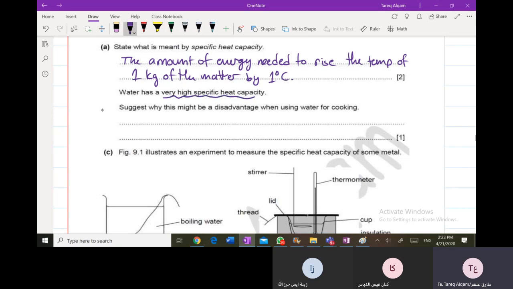Water has a very high specific heat capacity. Suggest why this might be a disadvantage when using water for cooking. It takes more time, guys, to reach a certain temperature, or to be heated. And this is the advantage for water to be used in a cooling or heating system, that the water has higher capacity for storing heat, roughly speaking. But the disadvantage is that it takes time to fill this water with heat, right?